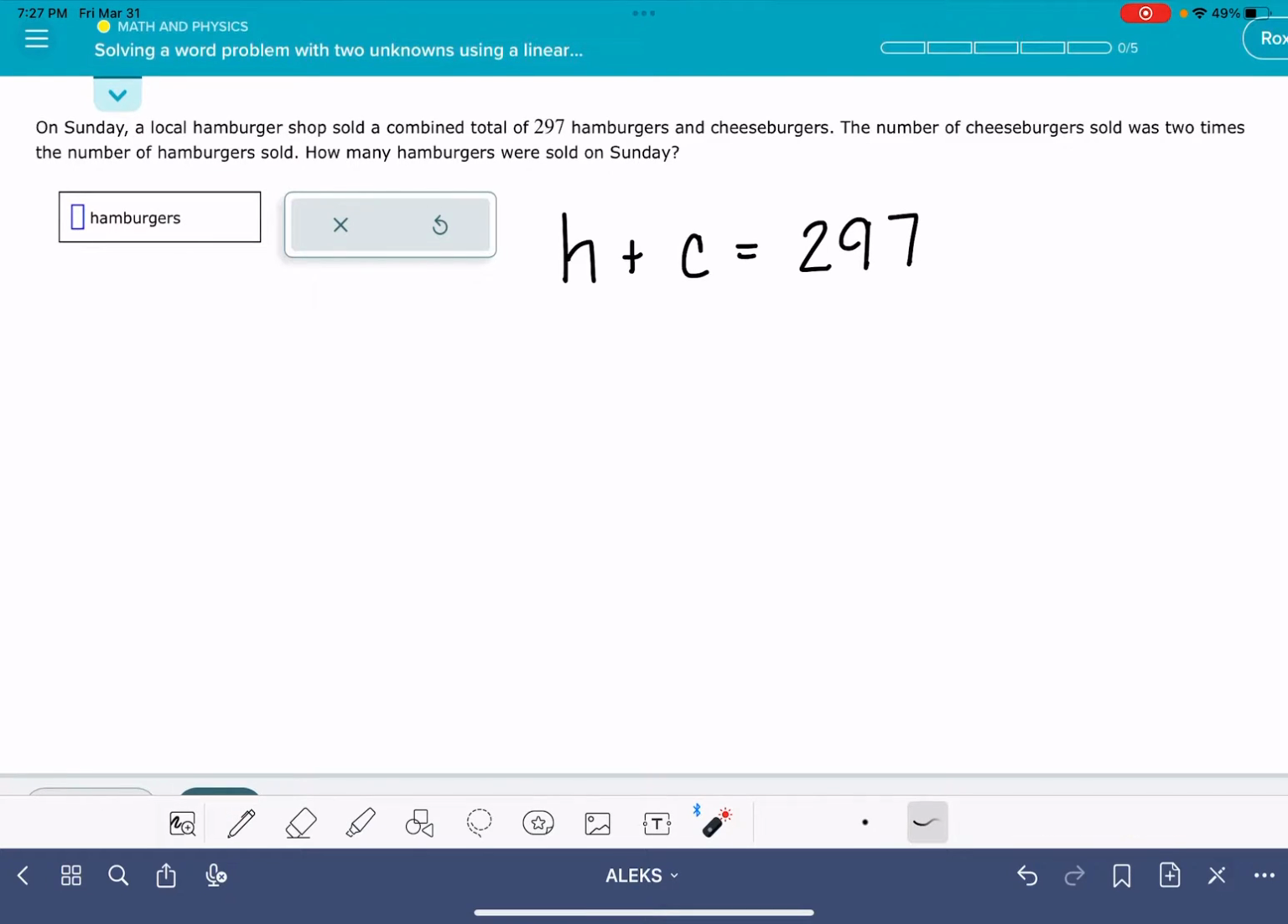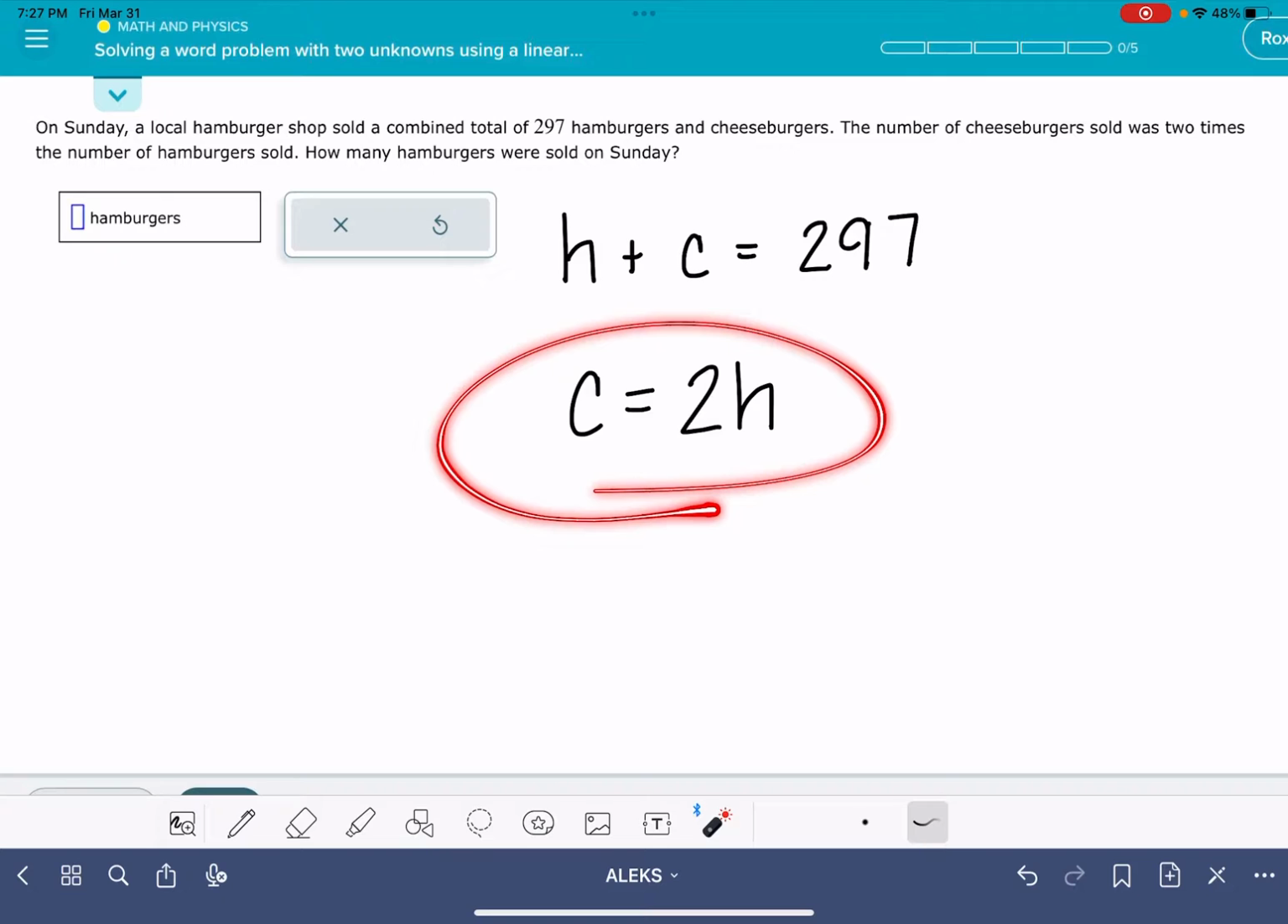And then it also tells me that the number of cheeseburgers was 2 times the number of hamburgers sold. So this is telling me that the number of cheeseburgers that this store sold was twice as many, or 2 times the number of hamburgers. And that's how I'm going to express this mathematically. This one was probably pretty easy for you to figure out. Hamburgers plus cheeseburgers equals 297.